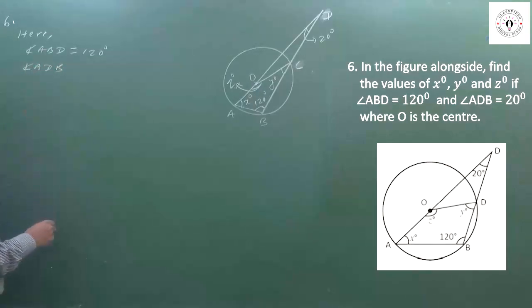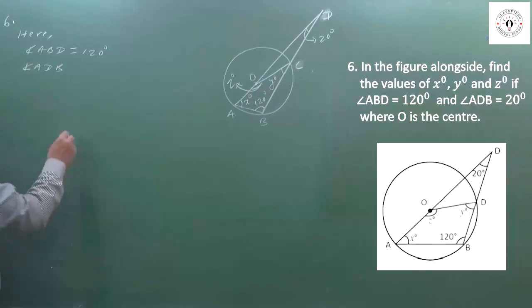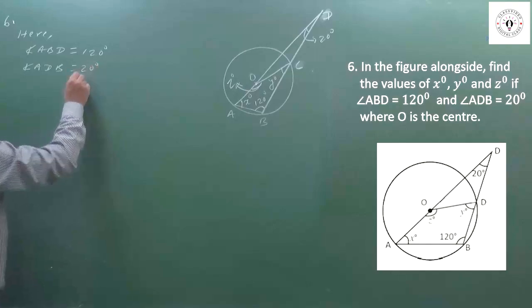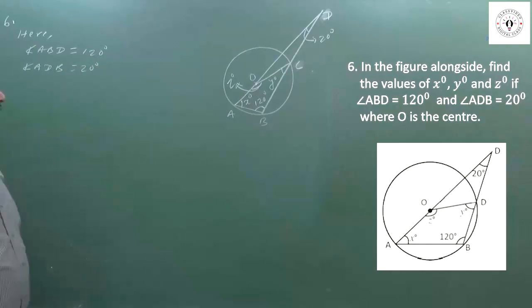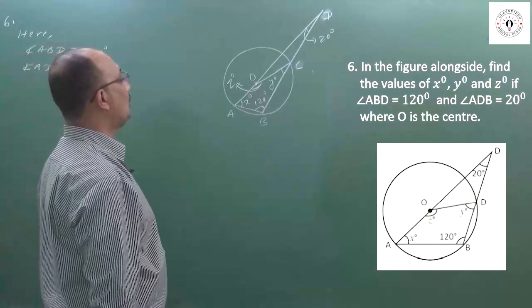ADB, ABD, then angle ADB is 20 degrees. And we have to find the value of X, Y, and Z. Look here.